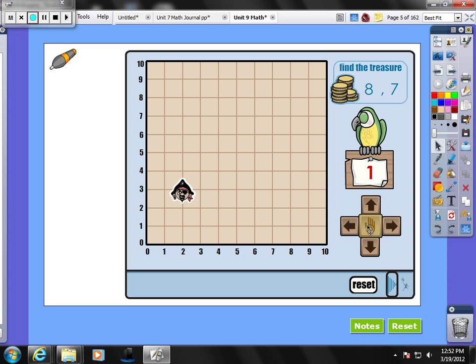Now I want to go to 8 on my X-axis, so I always go 8 first, and up to 7. So I'm going to go right to that point right there. There's 8, there's 7, let's check and see. Yay, I found some more treasure. So real simple game. This one only deals with very few of our pieces in terms of quadrants that we're dealing with.